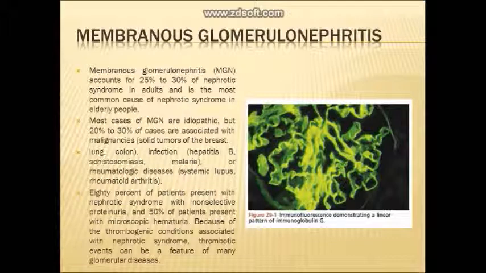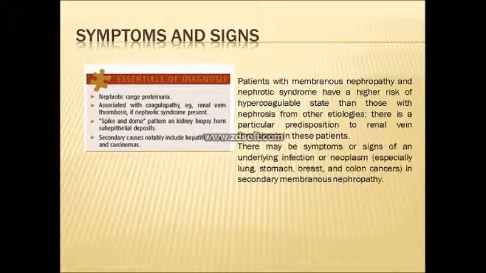Because of the thrombogenic conditions associated with nephrotic syndrome, thrombotic events can be a feature of many glomerular diseases. Symptoms and signs. Essentials of diagnosis: nephrotic range proteinuria associated with coagulopathy, renal vein thrombosis if nephrotic syndrome is present, spike and dome pattern on kidney biopsy from subepithelial deposits. Secondary causes notably include hepatitis B virus and carcinoma.